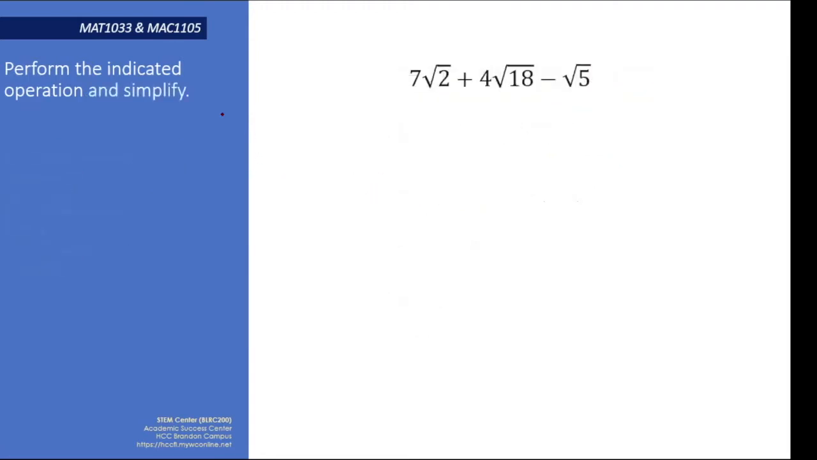All right, here, perform the indicated operation and simplify. So here, we're dealing with square roots, and we've got some rules for dealing with them and simplifying them. First, we want to take a look at the whole question. We've got 7 square root of 2. We know that this can't be simplified because 2 is a prime number, so there's no way to simplify it. Same thing goes for 5. There's nothing that can be done. However, 18 is kind of a big number, so we want to see if we can maybe simplify it in some way with that square root.